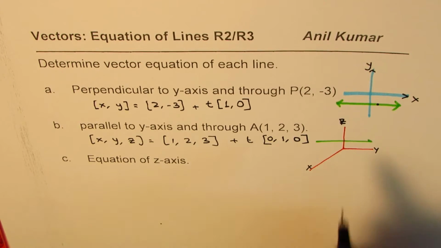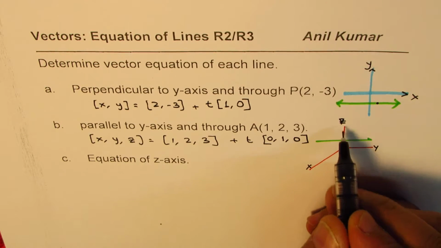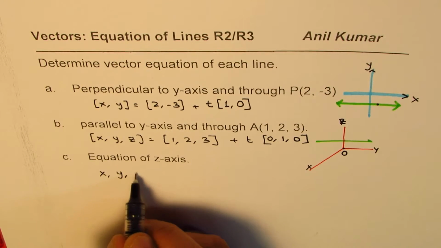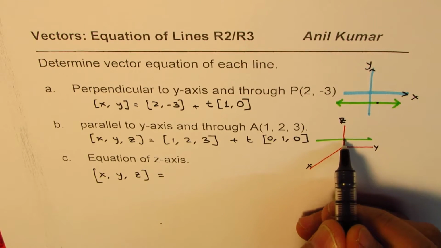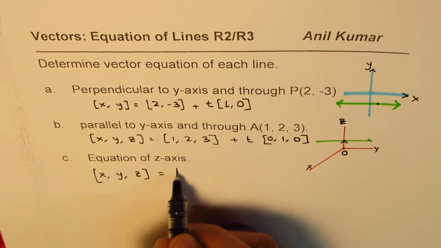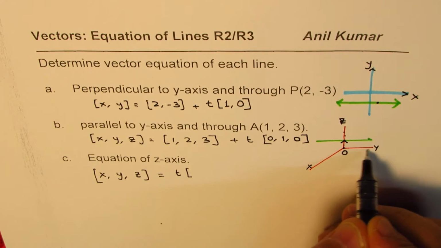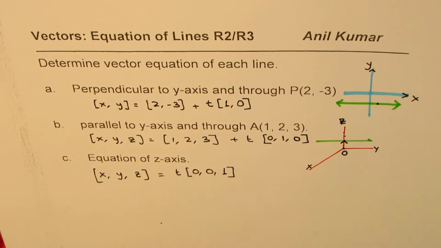Now part C is the equation of the z-axis. Here we note that the origin is on the z-axis. So we could write (x, y, z) equals (0, 0, 0) plus a parameter times a direction. If you're only moving along the z-axis, then all the points on the z-axis have 0 along x and y. So we get (0, 0, 1). That is how you can find this equation, right? So I hope that helps.